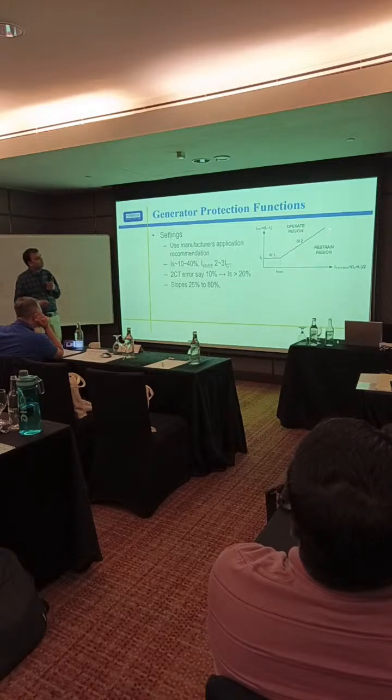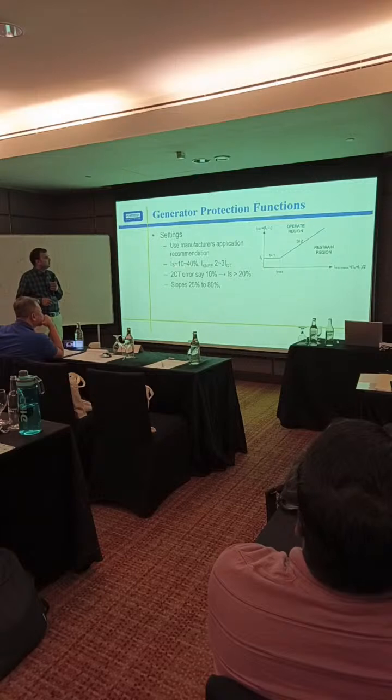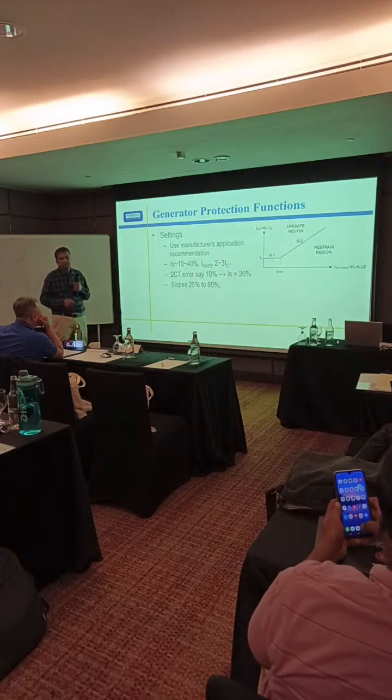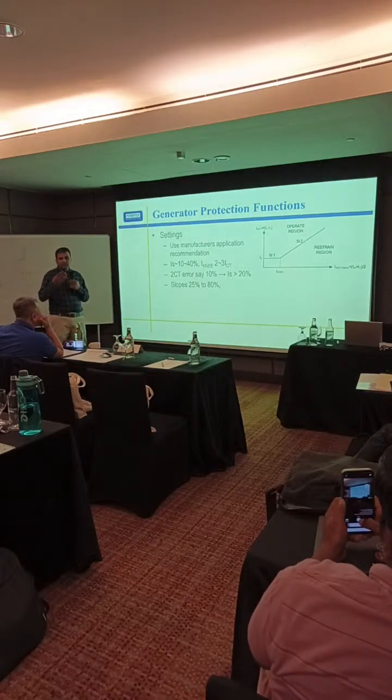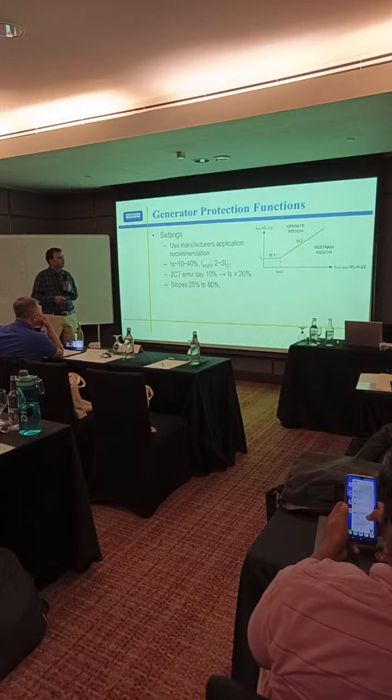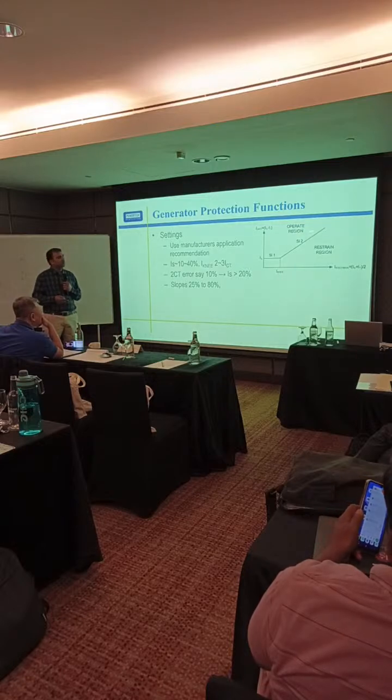And as I said, there is only one slope in this, and this slope depends on the manufacturer's recommendation. We cannot set it ourselves. We should read the generator specification and operating curve, and based on that, we decide this slope. So it may be 120 to 150%.